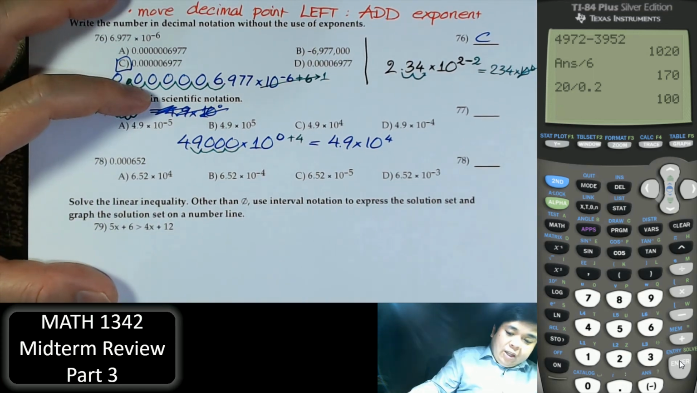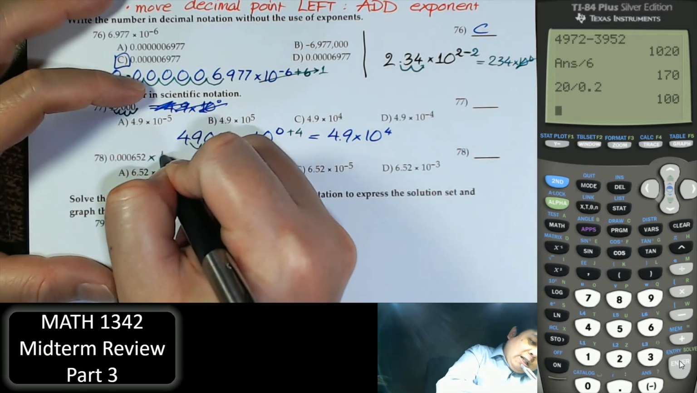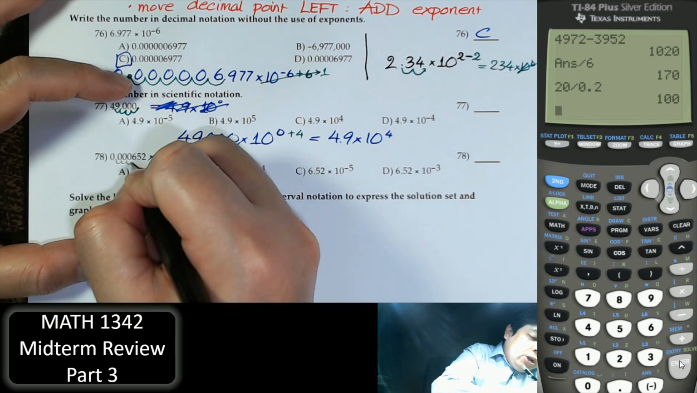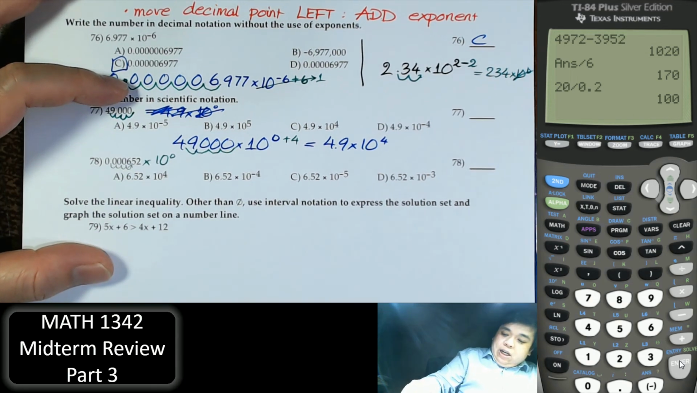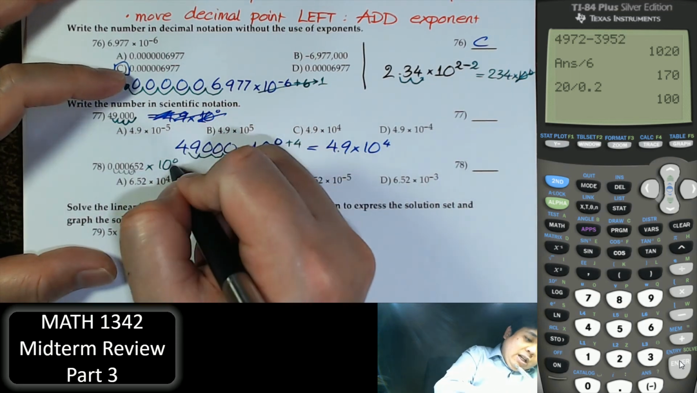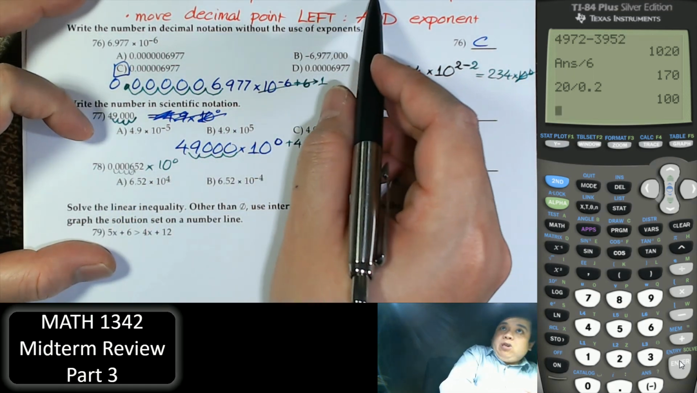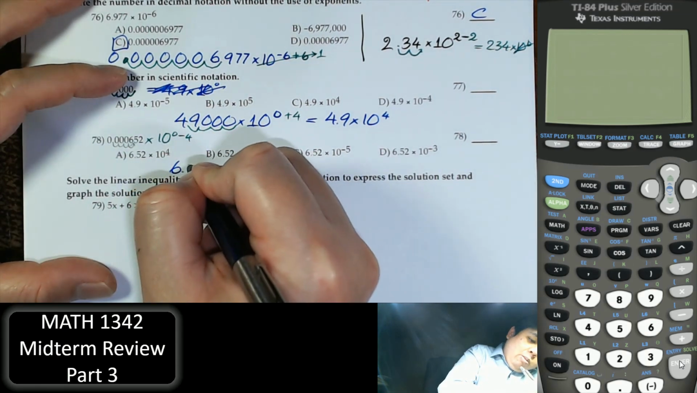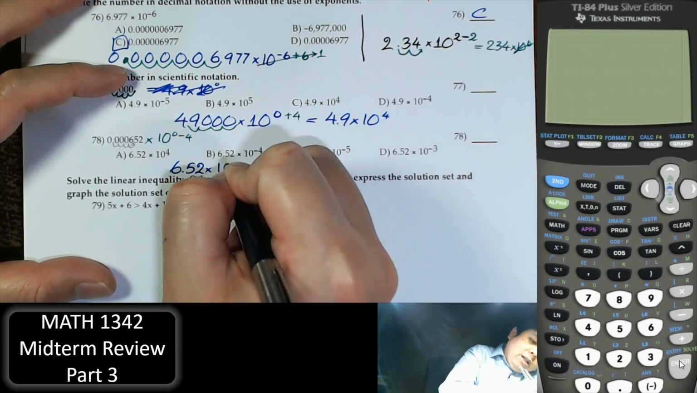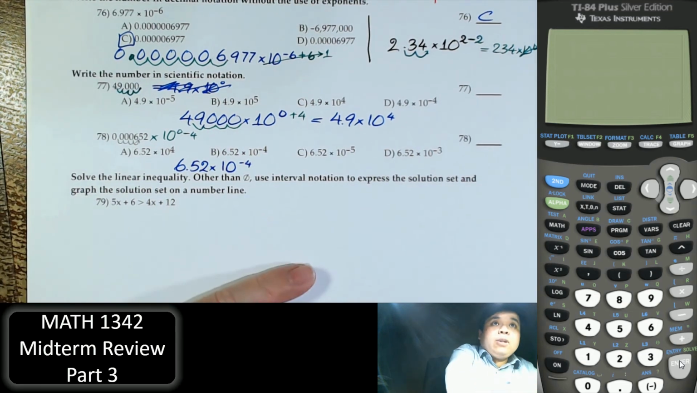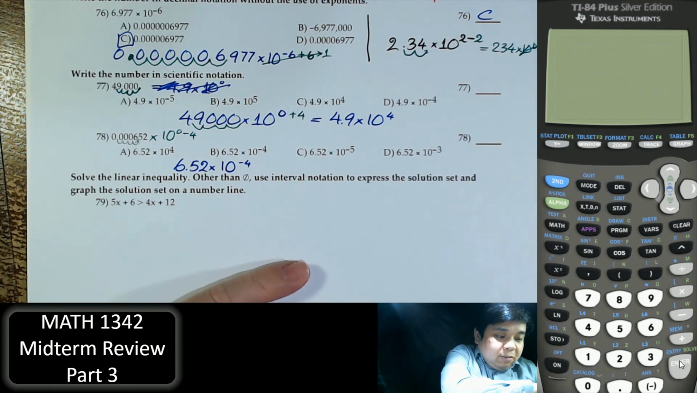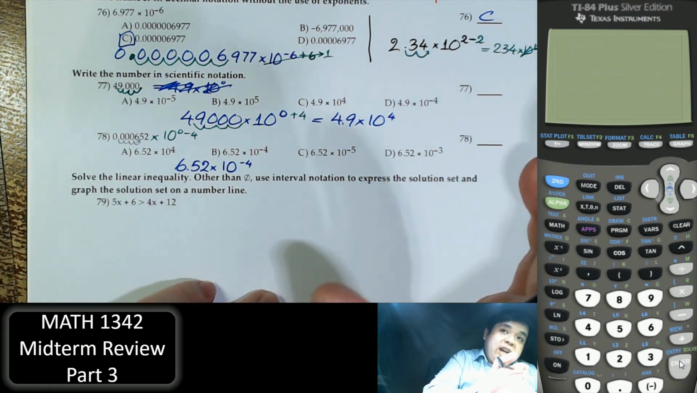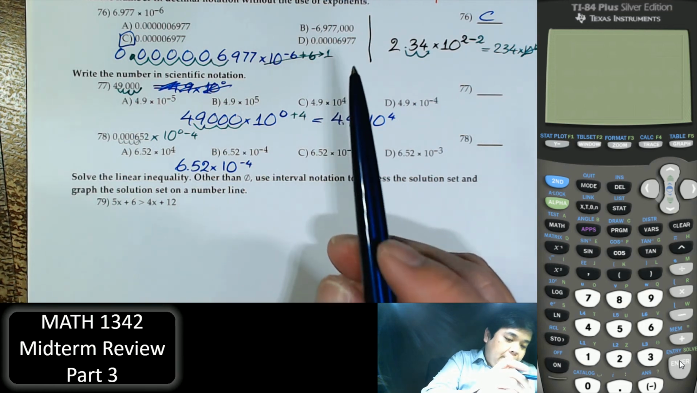Right, now this one by default is times 10 to the 0 power. Now let's move 1, 2, 3, and 4. So we're going to move to the right. So we have to subtract 4. So that gives us 6.52 times 10 to the negative 4. Right? The number in front of the power of 10 has to be between 1 and 10. It cannot equal 10. Right?